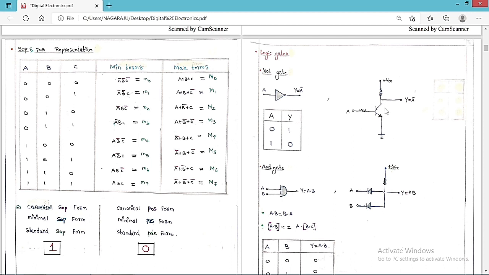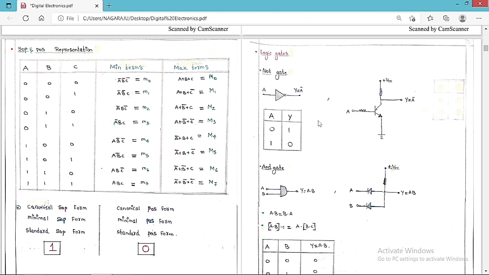So the voltage drop across this is equal to 0, so you are going to get this as 0. Simply we can say the output and input are complements of each other. If A is equal to 0, Y is equal to 1. If A is equal to 1, Y is equal to 0. If A is equal to 0, it means this is open, so Y is equal to 1. If A is equal to 1, it means this is a short circuit, so Y is equal to 0.